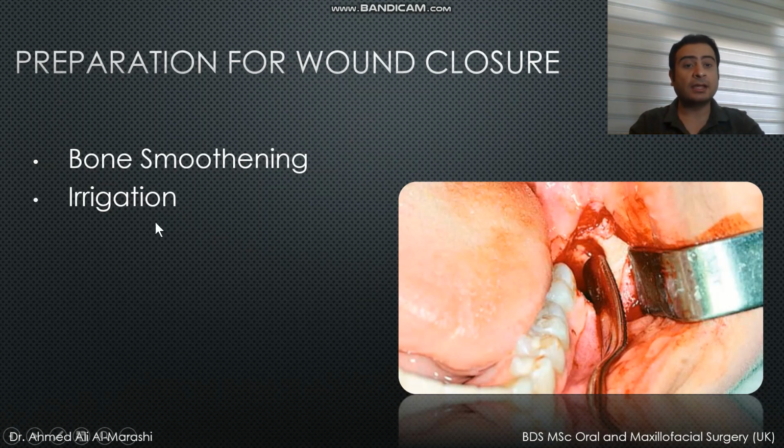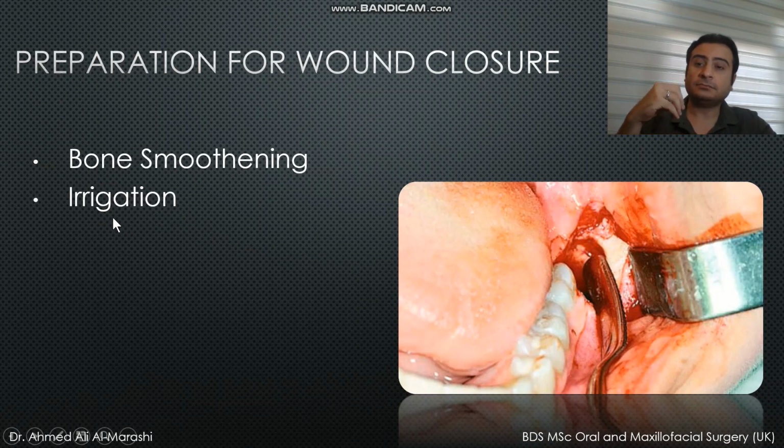We need to irrigate the area, so we use warm normal saline to wash out all these bone chips that have been generated by the handpiece or the bone file, as well as sometimes tiny pieces from the tooth sectioning that might remain beneath the flap or within the socket. These tiny pieces might cause infection and delay wound healing, so we just take a little bit of time, and these little things like bone smoothing and irrigation will make the surgery as comfortable as possible for the patient.